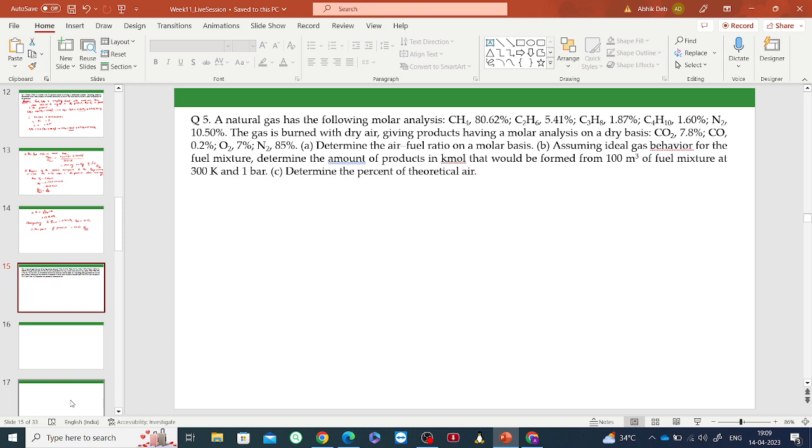Determine the air fuel ratio on a molar basis, assuming ideal gas behavior for the fuel mixture. Determine the amount of products in kilomoles that would be formed from 100 meter cube of the fuel mixture at 300 Kelvin and 1 bar. Determine the percent of theoretical air.